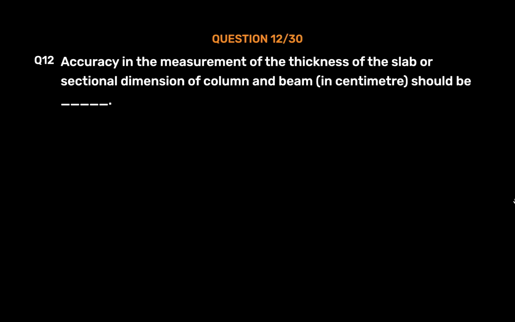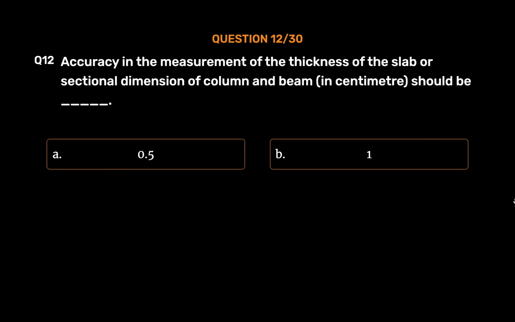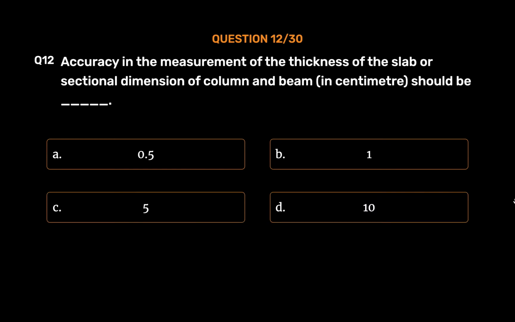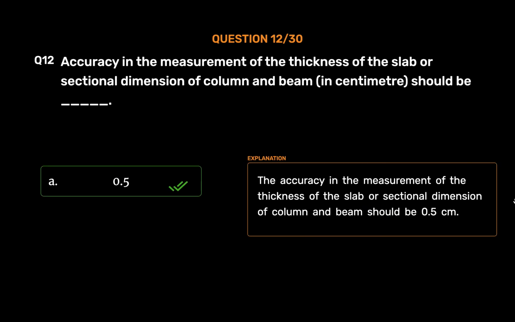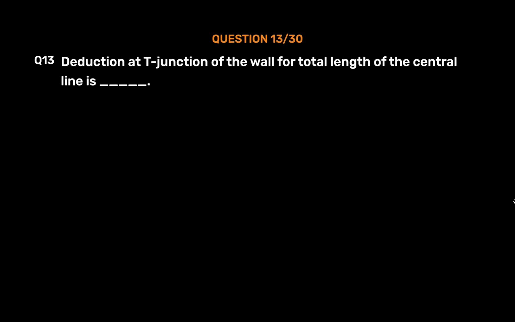Question number 12. Accuracy in the measurement of the thickness of the slab or sectional dimension of column and beam, in centimetre, should be underscore. Option A, 0.5. Option B, 1. Option C, 5. Option D, 10. The correct answer is option A, 0.5. The accuracy in the measurement of the thickness of the slab or sectional dimension of column and beam should be half a centimetre.